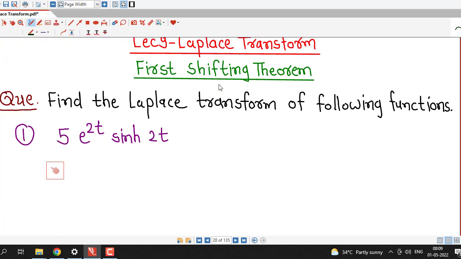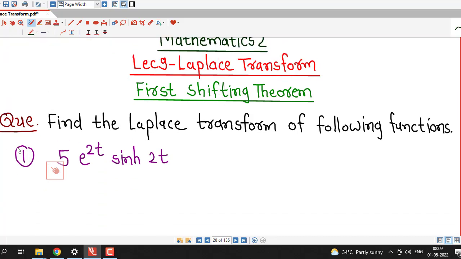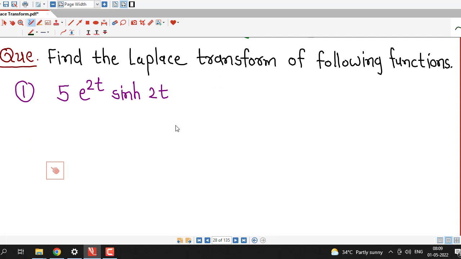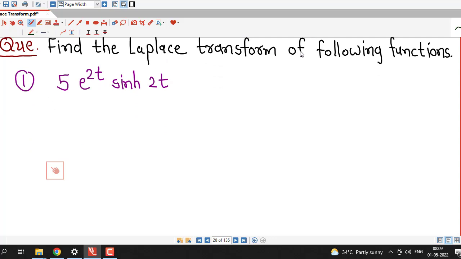In this lecture also we will discuss some more applications of the first shifting theorem. We find the Laplace transform of the following functions. The first function is 5 times e raised to 2t times sine hyperbolic 2t. So first we find the Laplace transform of sine hyperbolic 2t, and we have a ready-made formula for it.